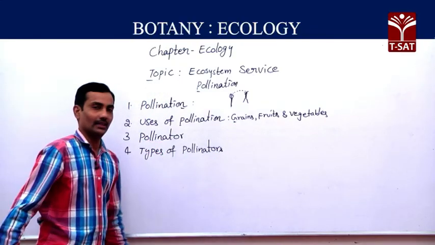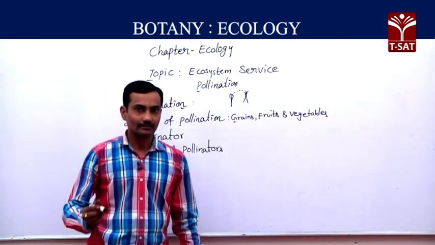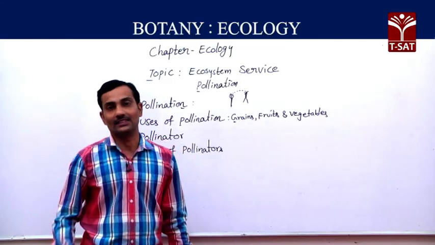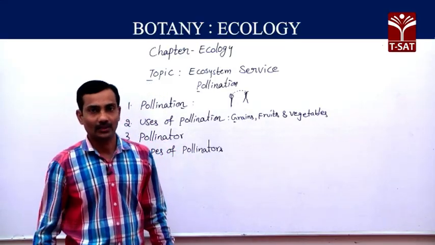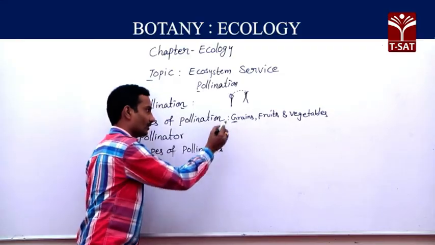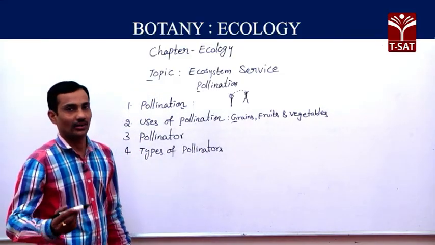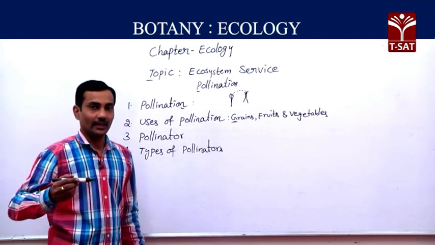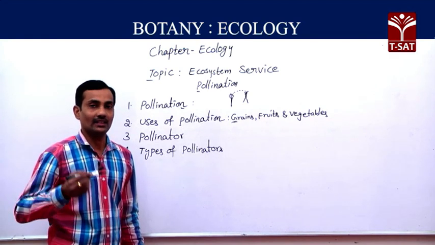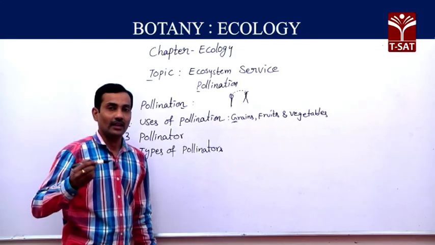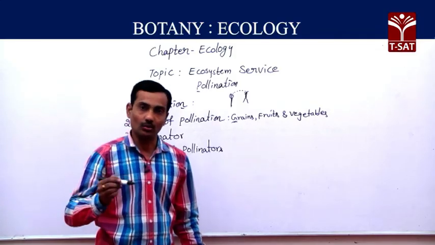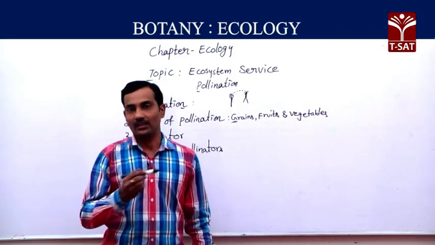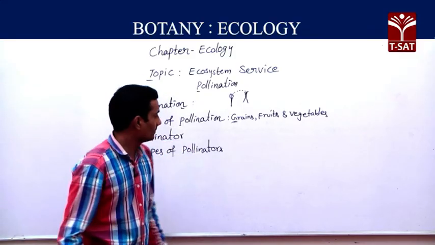Imagine if pollination does not occur in the plant, can you expect all these food materials? We can't expect. That's why pollination plays a vital, major, important role to get different types of food grains.